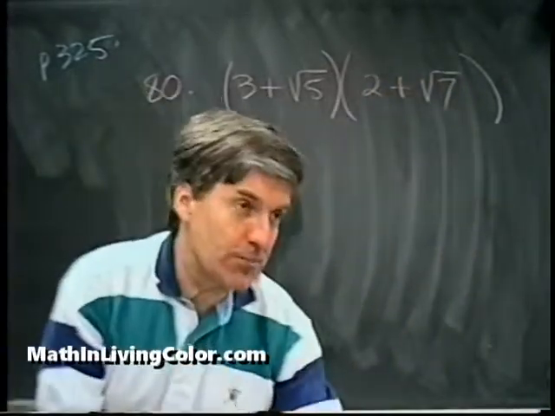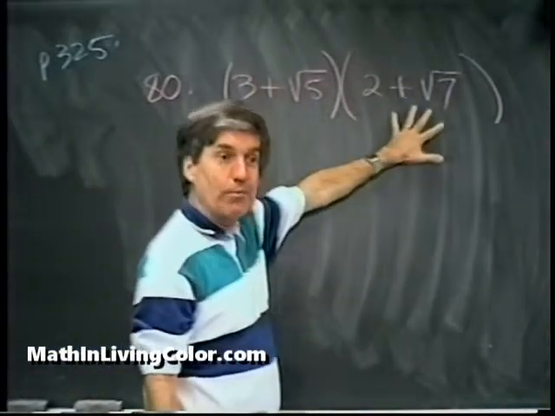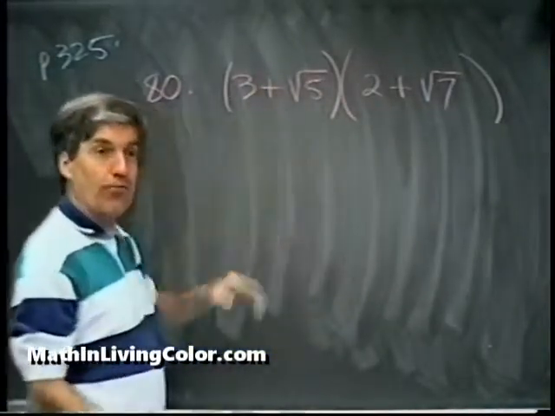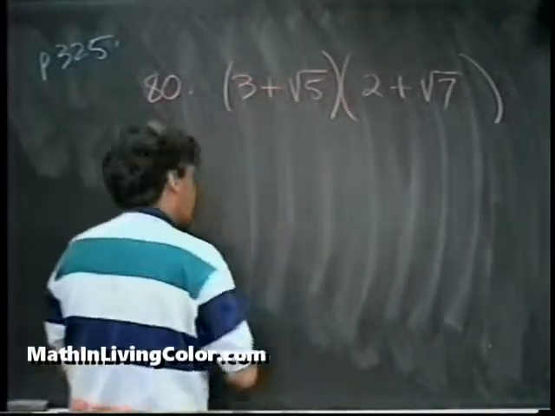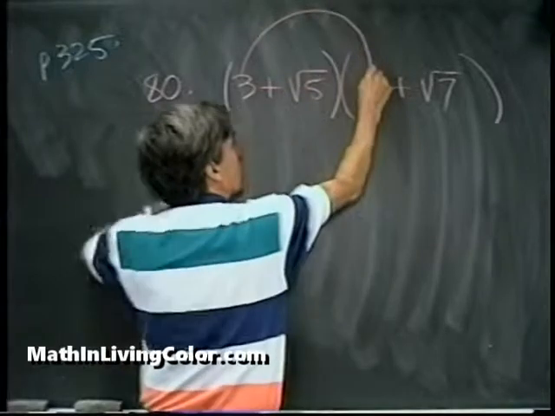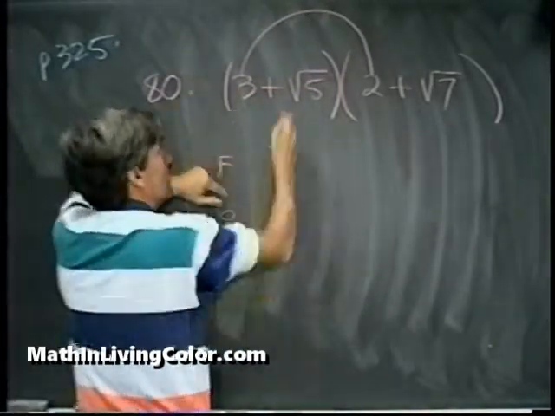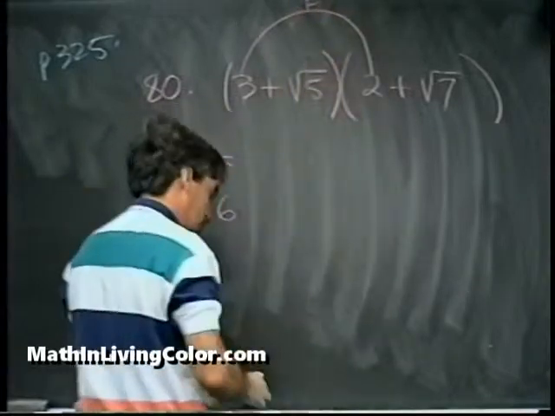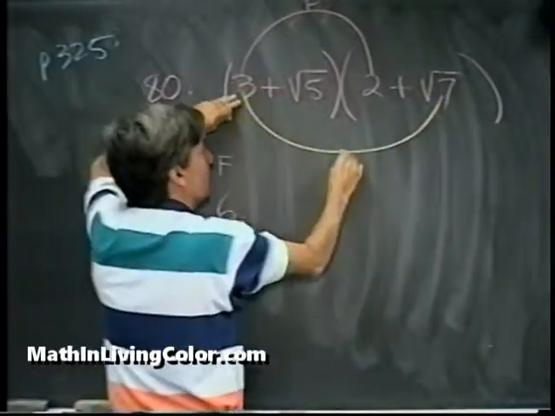And remember, this is a product of binomials. This is a binomial times a binomial. Remember back in section 2, we learned FOIL. So what we're going to have to do here is take the first times the first, which would be 6. All right, the F part is going to be 6. Next, we'll do the outer times outer, right, which would be?